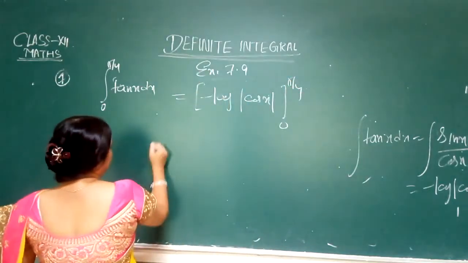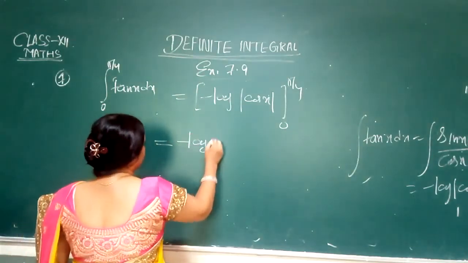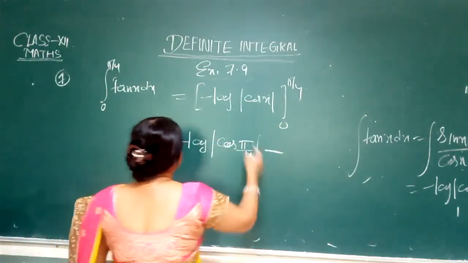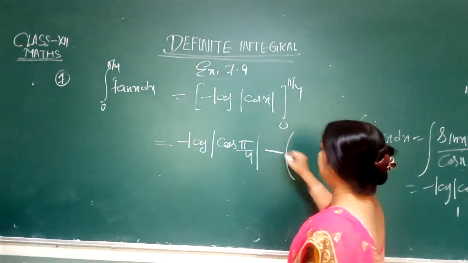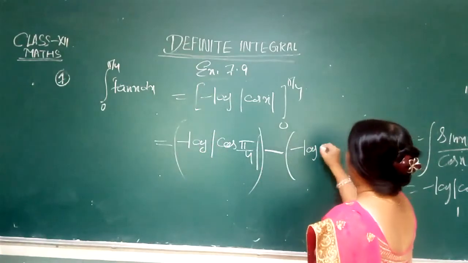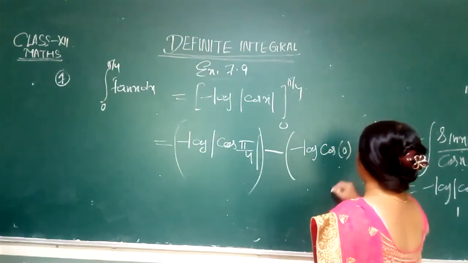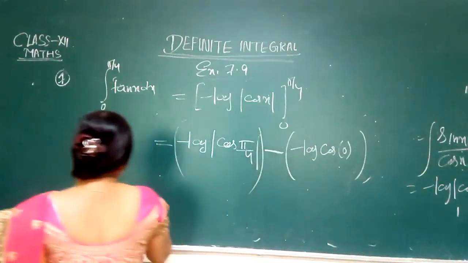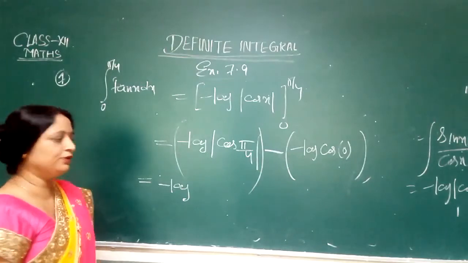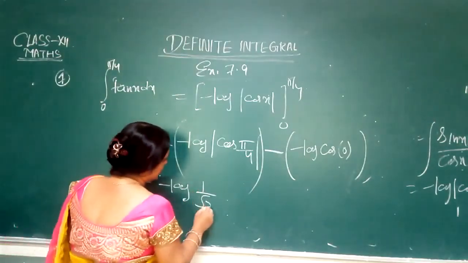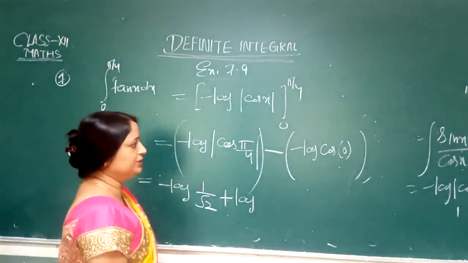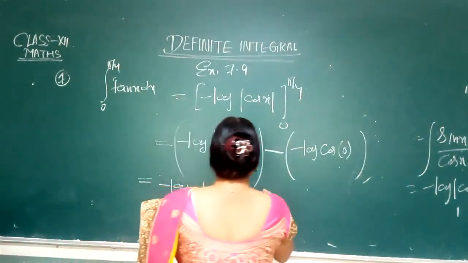After that we will apply the limit here, minus log cos of pi by 4, minus, upper limit minus lower limit, then minus log of cos 0. Now what is the value of this one? Minus log cos pi by 4. Cos pi by 4 is cos 45 degree, that is 1 by root 2, minus plus. What is the value of cos 0? Cos 0 is 1, so it will come log 1.